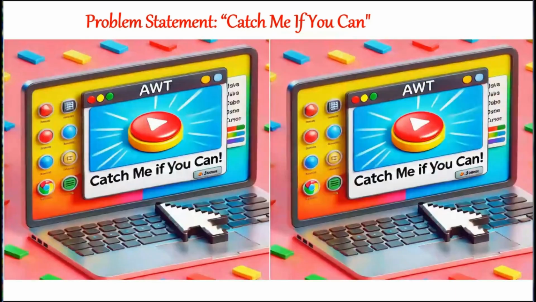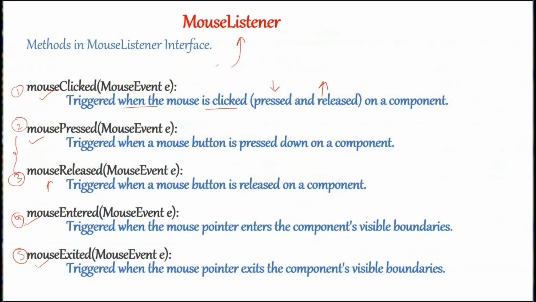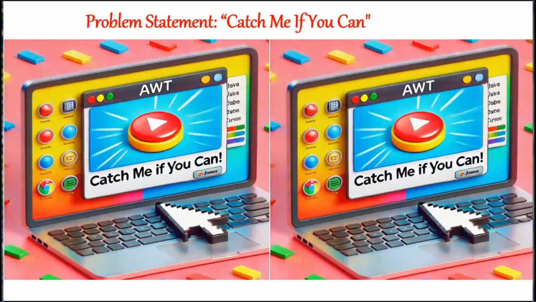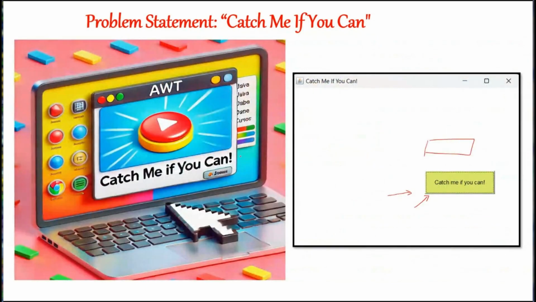So remember, there is something called the mouseEntered event. On this abstract method, you have to write the code. What kind of code do you have to write? You have to write like this. On mouse entered, you have to write like this.